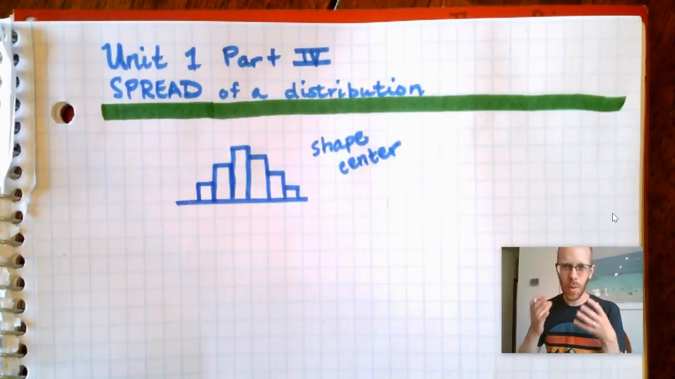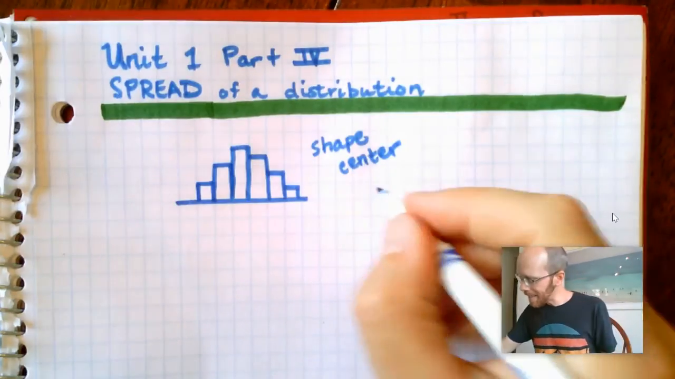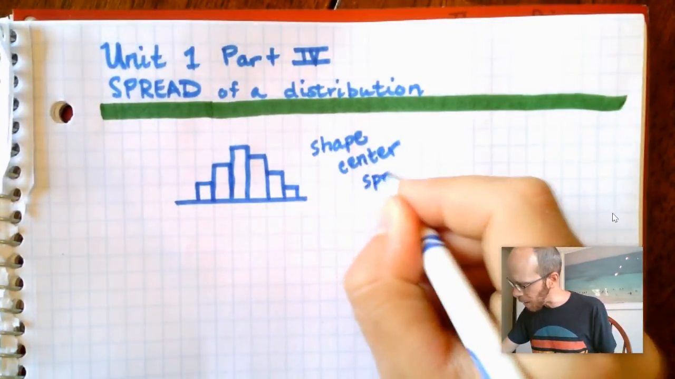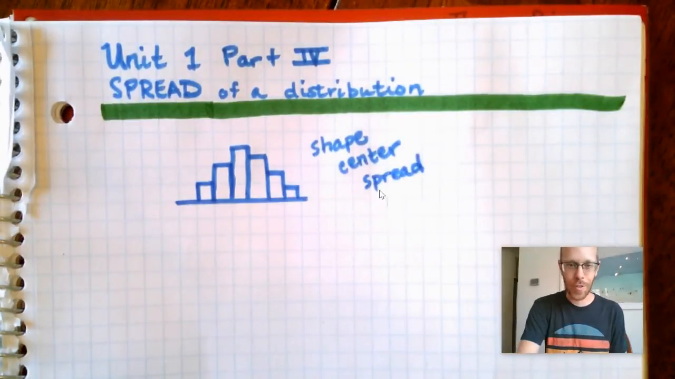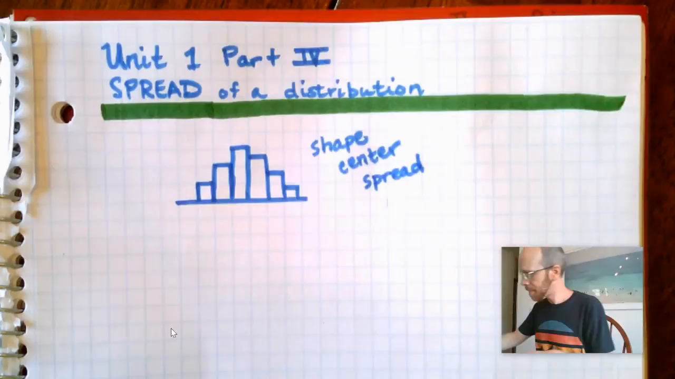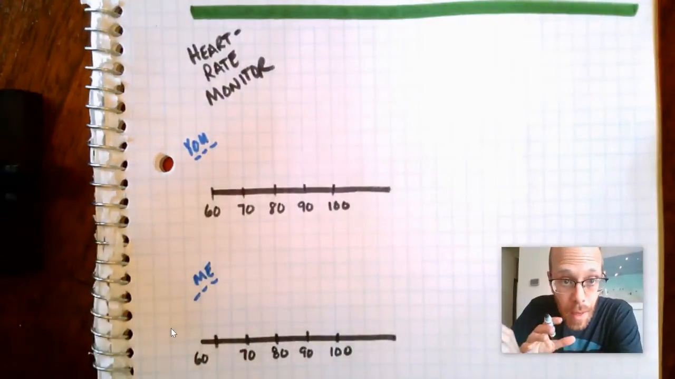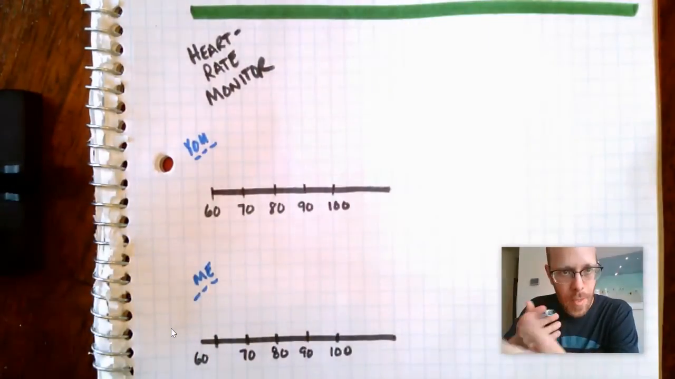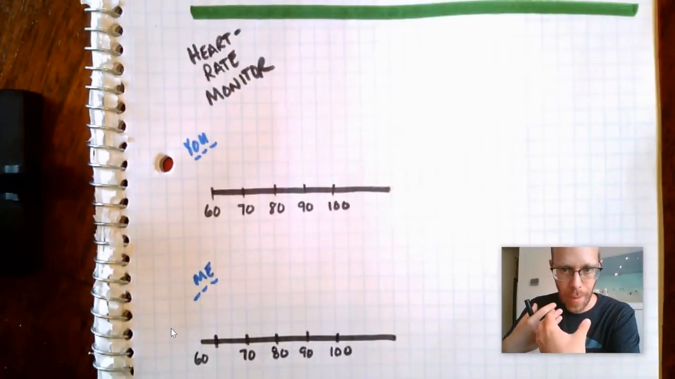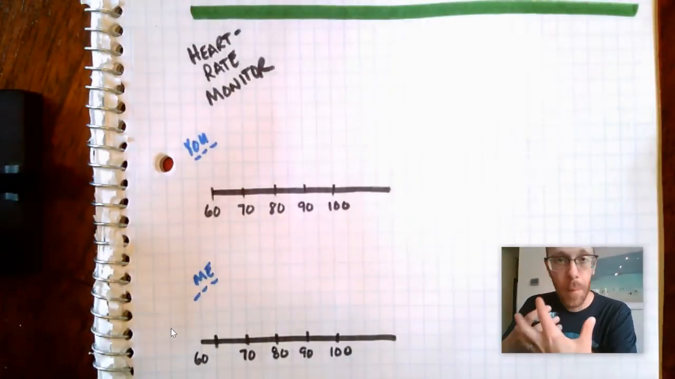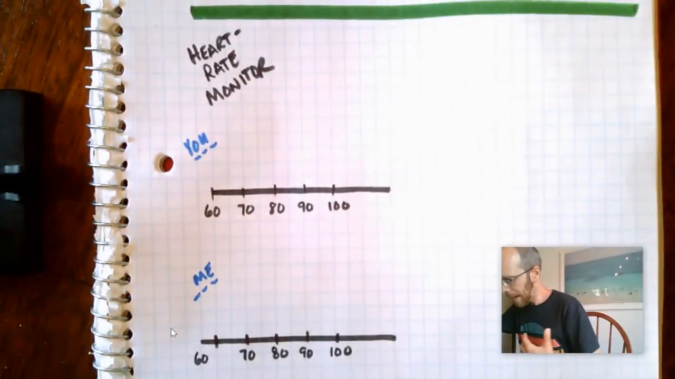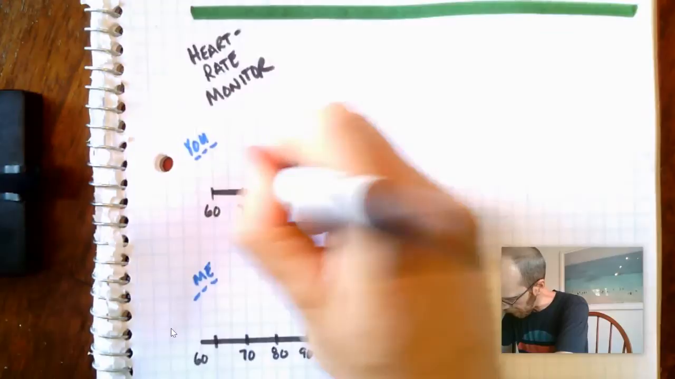It turns out that there's one more piece that we need to talk about, and that is how spread out the values are in the distribution. Let's talk about why. Imagine that you and I both get hooked up to a heart rate monitor. It's going to measure our heart rate in beats per minute, and it's going to take a number of measurements throughout the day. And let's suppose that yours looks something like this.